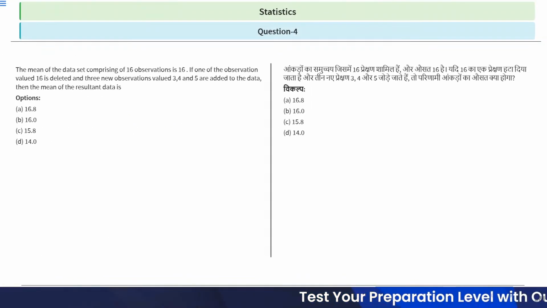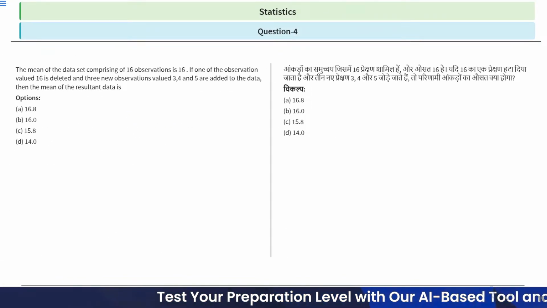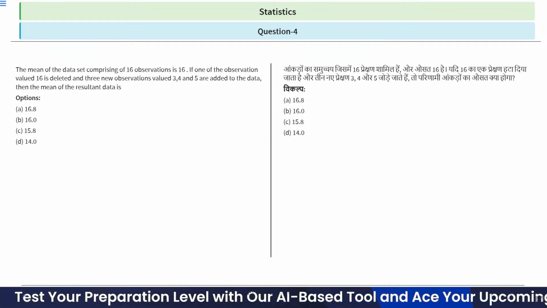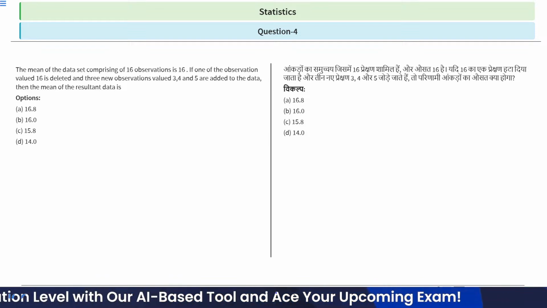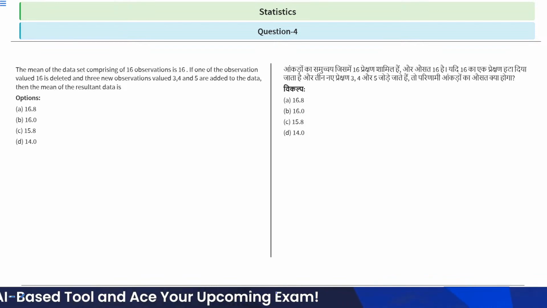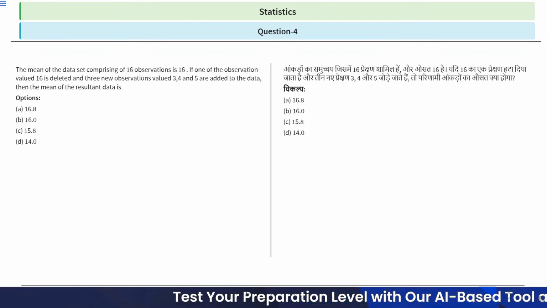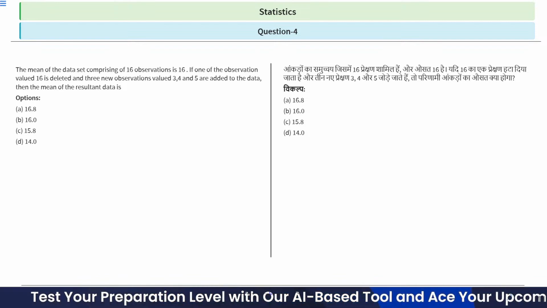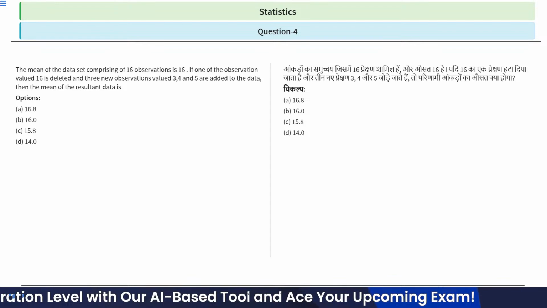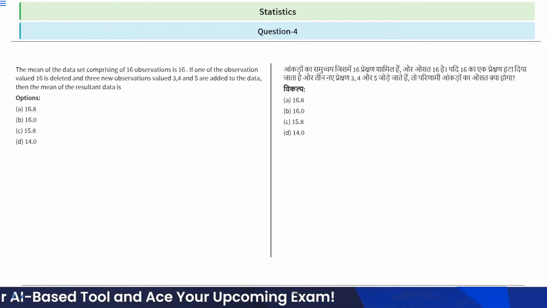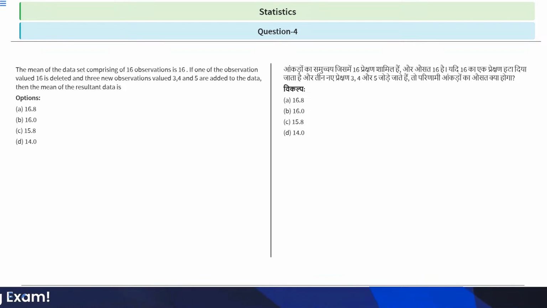And question number 4. Question number 4 says the mean of the data set comprising 16 observations is 16. If one of the observations valued 16 is deleted and three new observations valued 3, 4, and 5 are added to the data, then the mean of the resultant data is. We basically have to find the mean of the resultant data. So the mean of the 16 observations is 16. So summation of xi, i equal to 1 to 16, upon 16 is equal to 16. So we can calculate the sum of all the data sets.